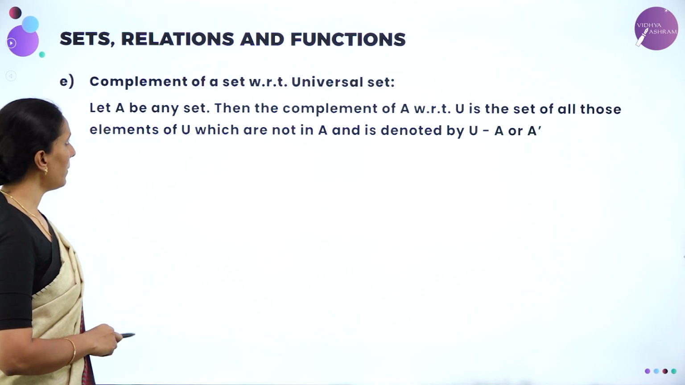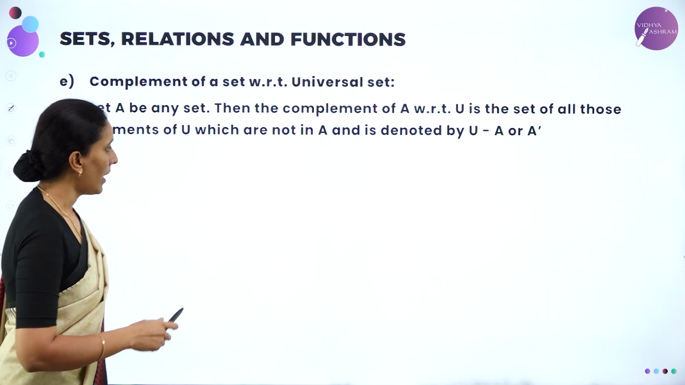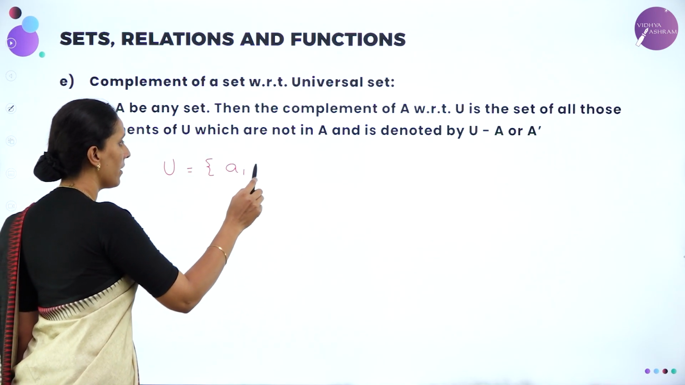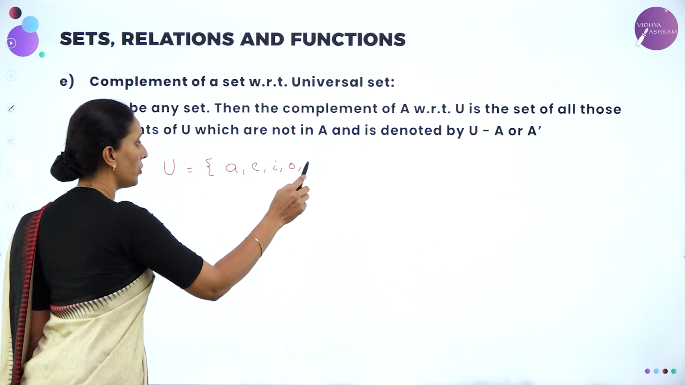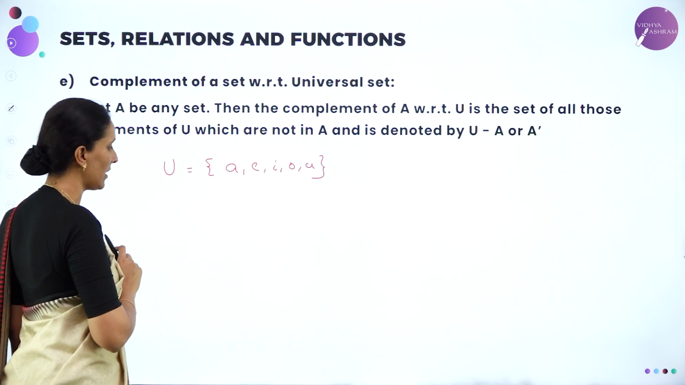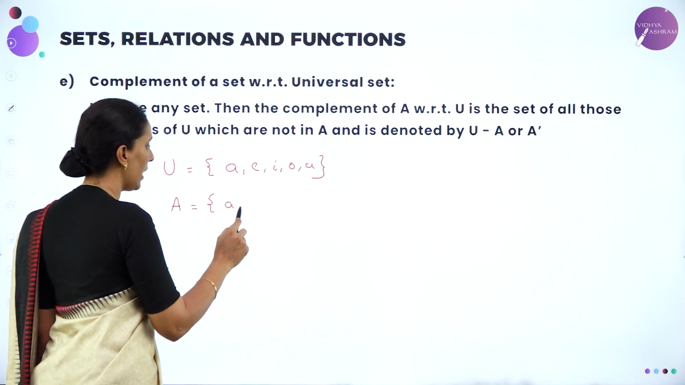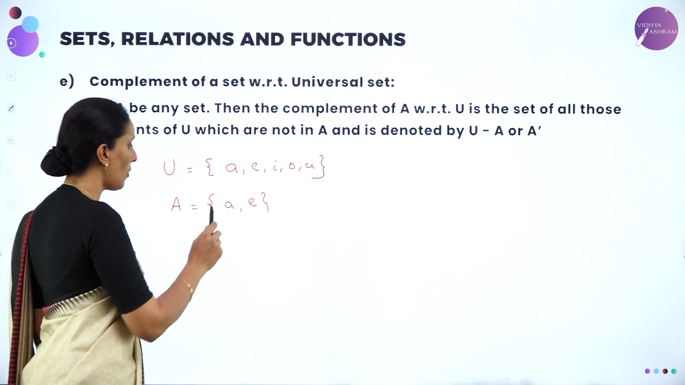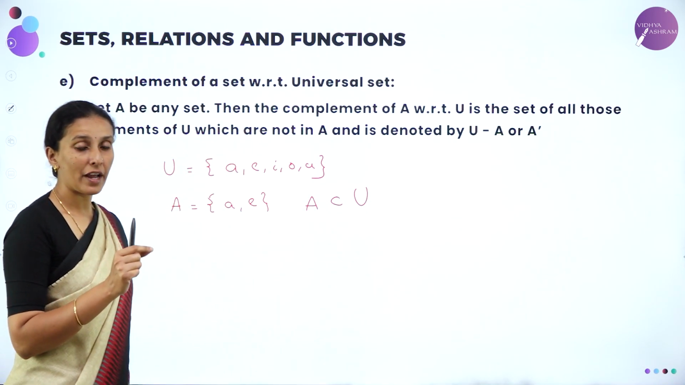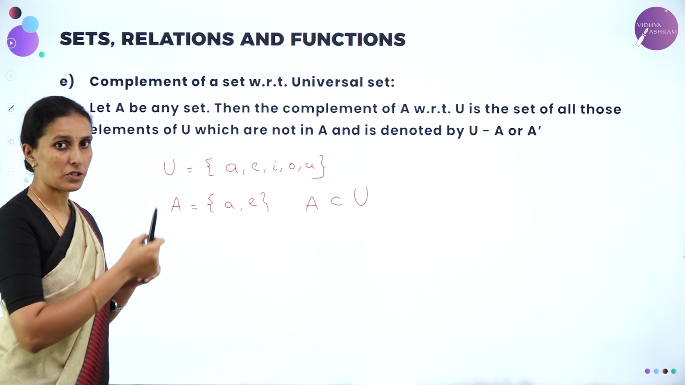Next, complement of a set with respect to the universal set. Now, assume that U is a set which contains the elements A, E, I, O, U. So the set of all vowels in English alphabets is a universal set. Now let me consider set A which contains A, E. Now clearly, A must be a subset of U when we are defining the complement of a set. So this is possible only when A is a subset of U.